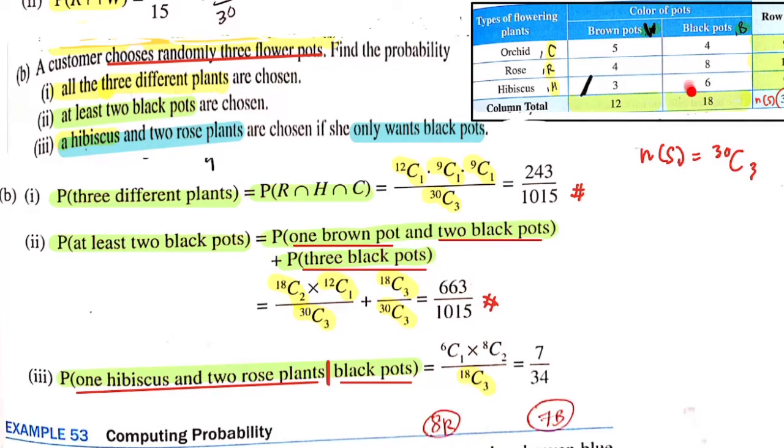We want 1 hibiscus. So from 6 hibiscus, let's choose 1, 6C1. And we want 2 rose plants, so we must multiply with another combination. So let's focus here on our black pots. Our rose total is 8. So 8C2, because we want to choose 2 rose plants. Make sure you multiply both of them because we are using multiplication rule. So just use your calculator. You'll get the final answer 7/34.